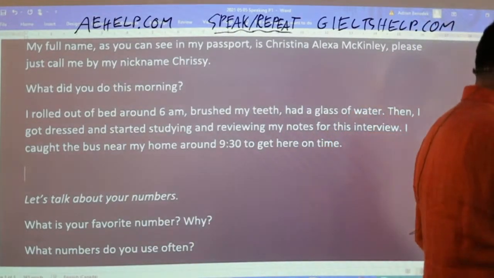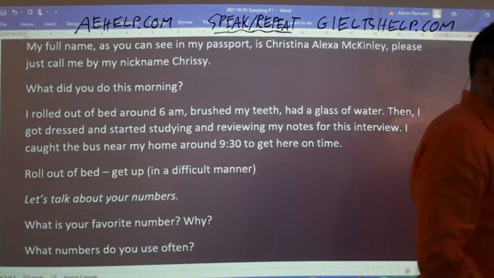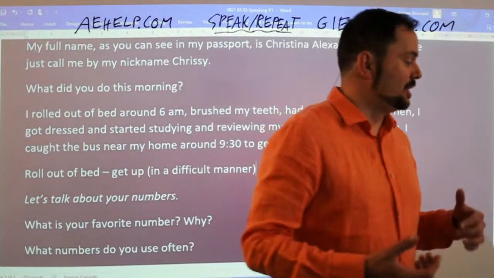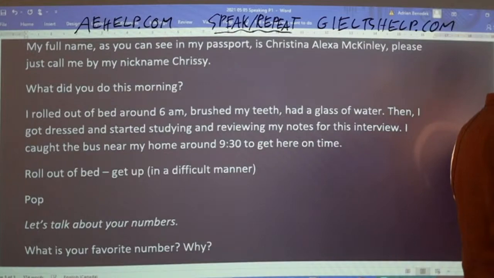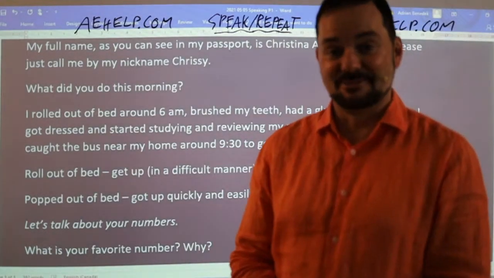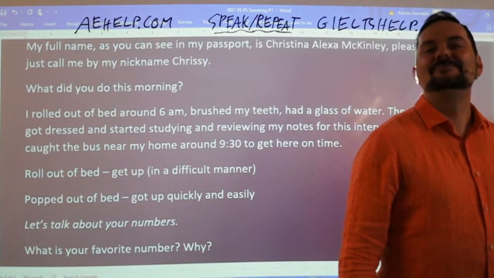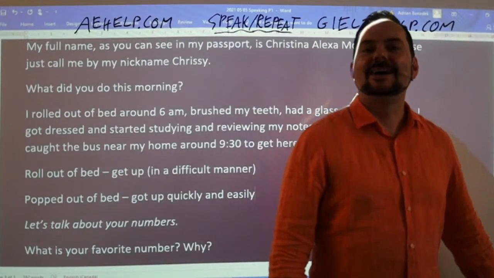If you see new words or new expressions that I'm using, make sure to write them down. This is very visual. It means to get up in kind of a difficult manner. If you're getting out of bed very easily, you had a good night's rest, it would be popped out of bed. I don't know about you, but I sometimes pop out of bed, but sometimes I roll out of bed. So it depends on you, okay? But you can get a little bit more specific with this.